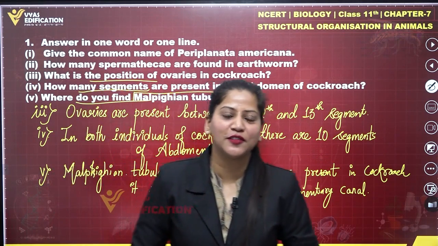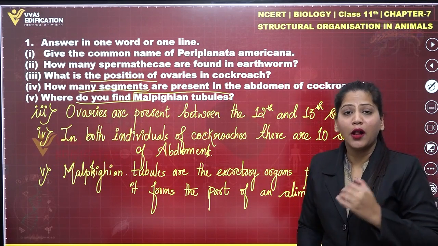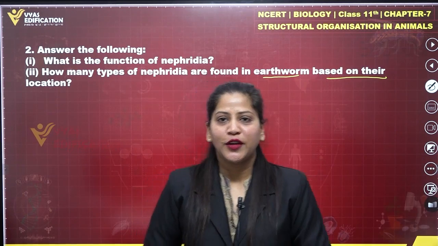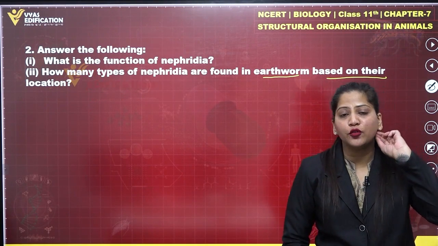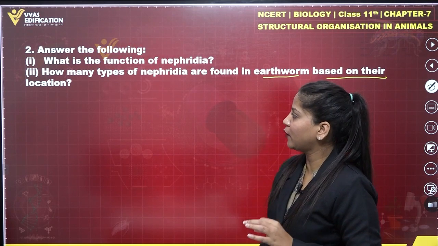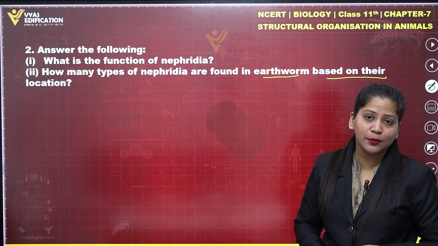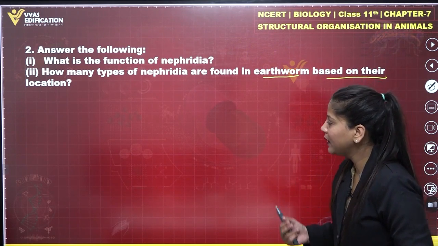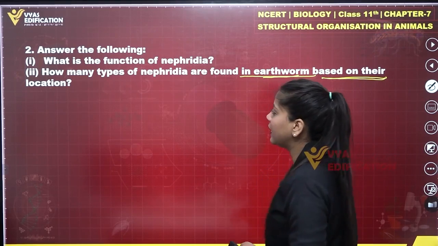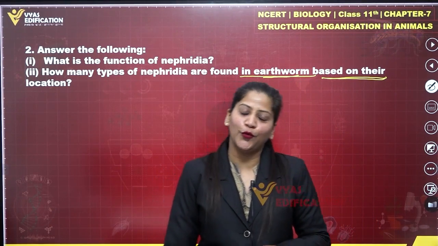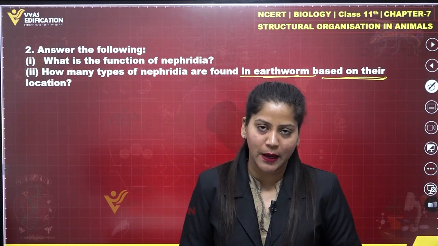So this is the complete solution of question number 1, and we have already discussed all 5 parts of it. Now moving on to the next question, question number 2, which also has 2 parts. The first part asks what is the function of nephridia, and the second part asks how many types of nephridia are found in the earthworm based on their location. So moving on to the function of nephridia, we have to know what nephridia actually are.